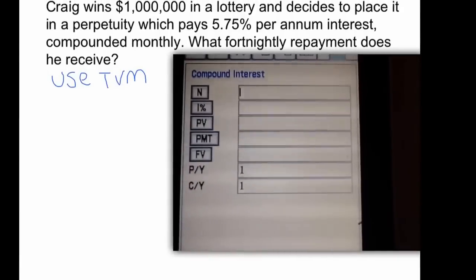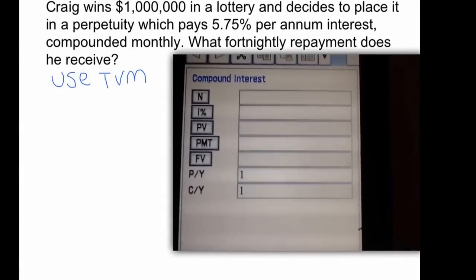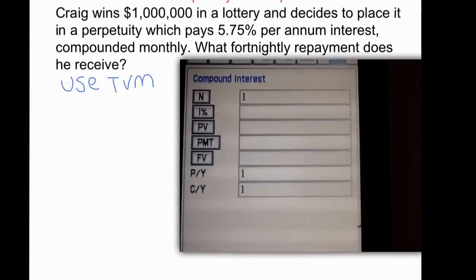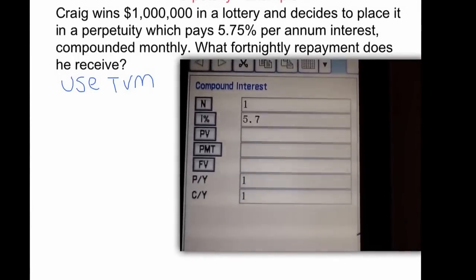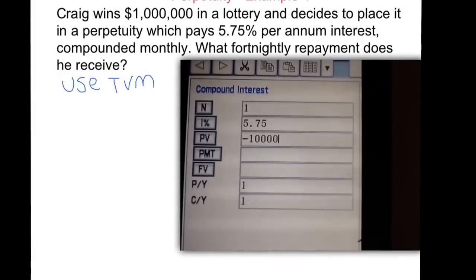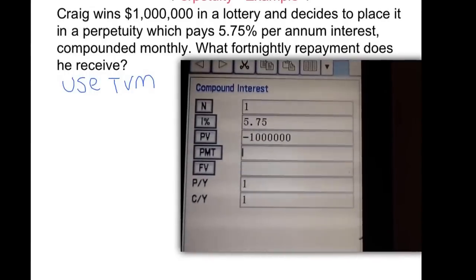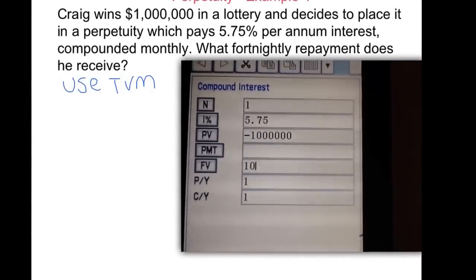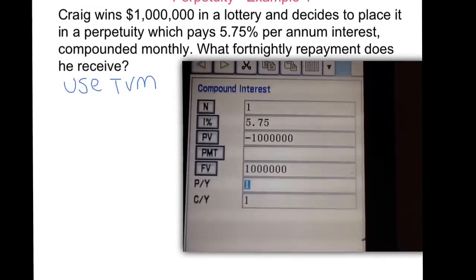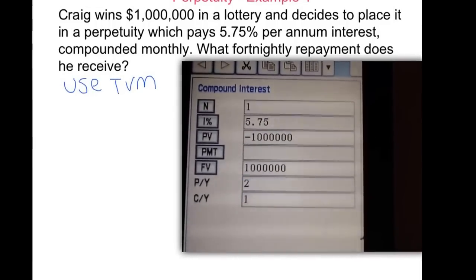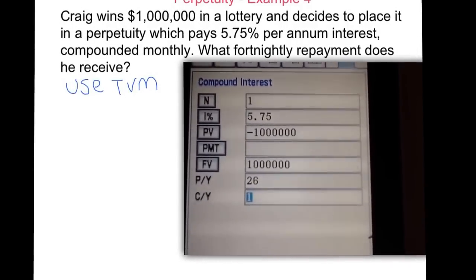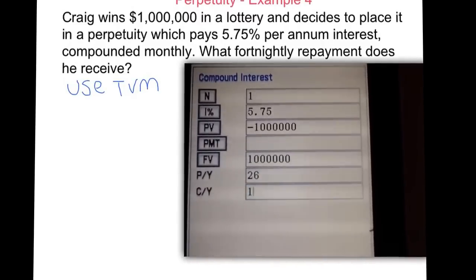Here we're trying to find the fortnightly repayment, so PMT. N doesn't matter what we put in, just can put in 1. I is the interest rate per annum, which is 5.75. PV, the amount that's going into the bank, $1 million. PMT, we don't know. FV, the amount we get out, which is the same, so $1 million. PY is the amount of payments made per year, which is 26. And CY is the amount of times interest is compounded, which is different to PY this time, which is 12.